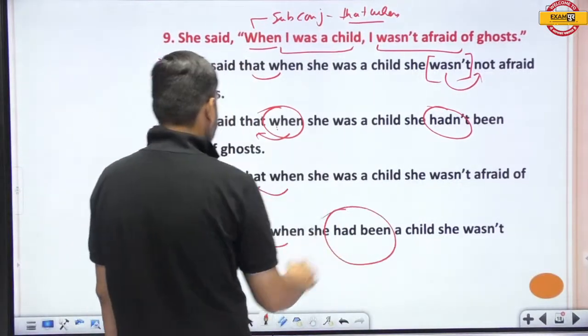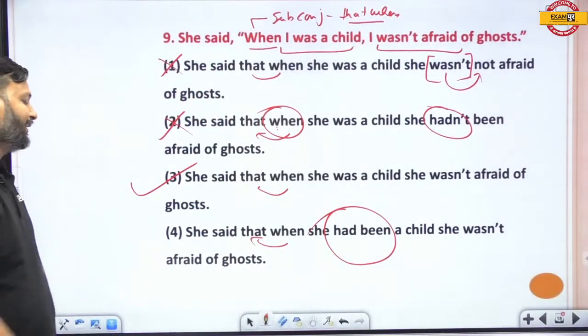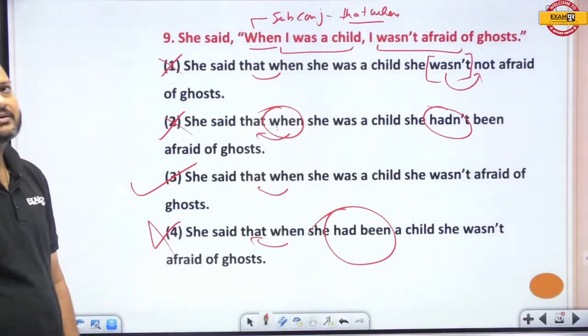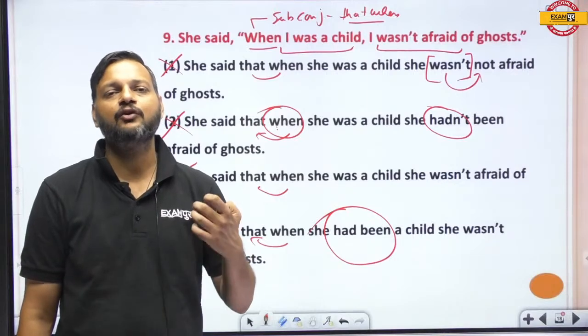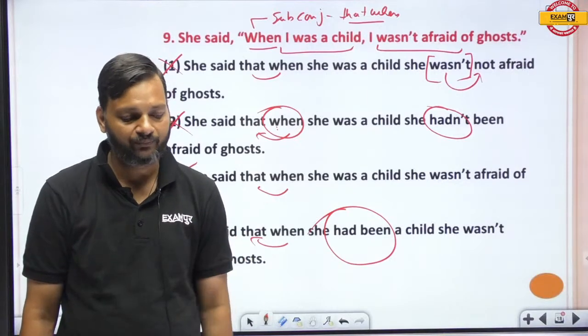Because in the fourth option also they have changed the tense. And as I told you, if when or while is used as a subordinate conjunction in indirect sentence, you cannot change the tense of indirect speech, right?